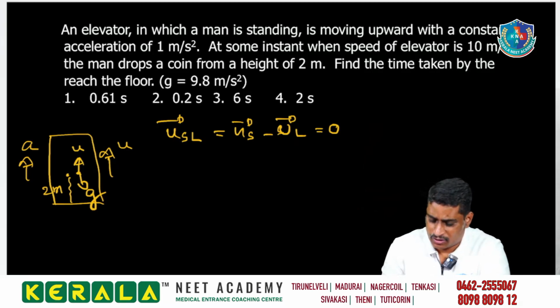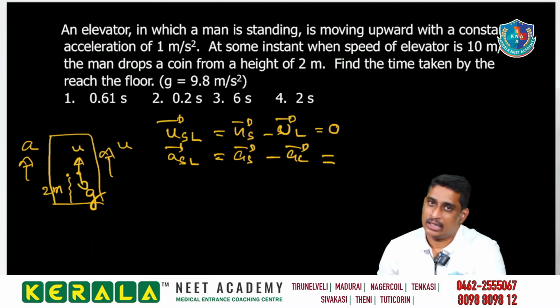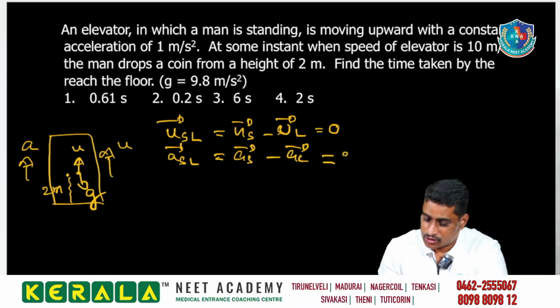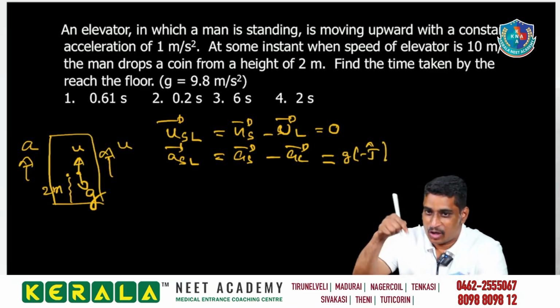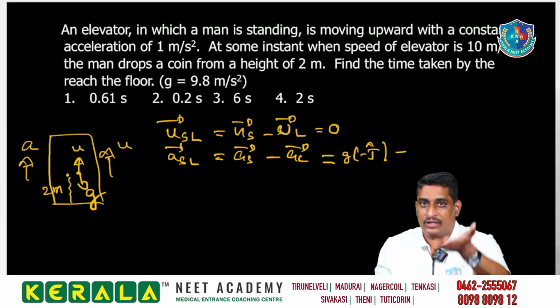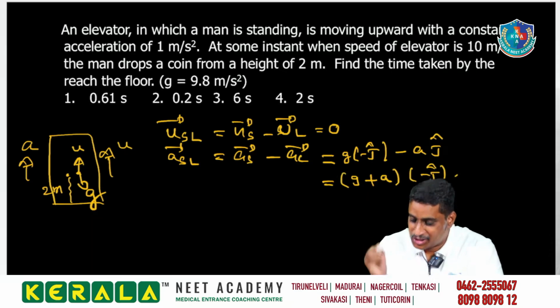Now come to the acceleration. Acceleration of the stone with respect to the lift will be equal to acceleration of the stone minus acceleration of the lift. The stone is having acceleration downwards, nothing but g. So this will be g times minus j cap. I am using unit vectors: downwards minus j cap, upwards plus j cap. Minus the acceleration of the lift. Lift acceleration is upwards, so this will be a j cap. So the net acceleration of the stone with respect to the lift will be (g plus a) times minus j cap.